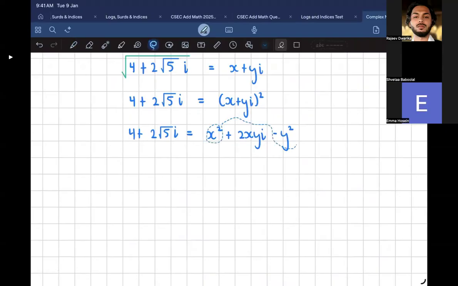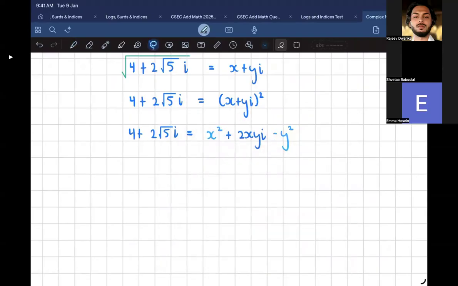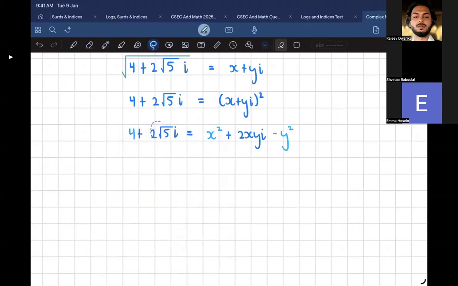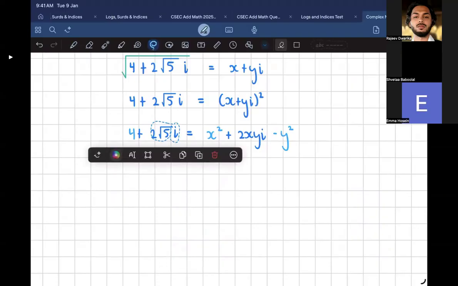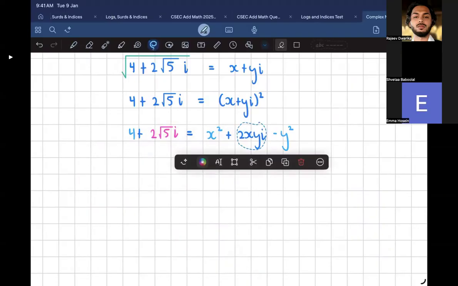So I'm gonna color code it, right? So that's a real part over there, and this is a real part over here. This over here, this is the imaginary part, and this is imaginary over here.